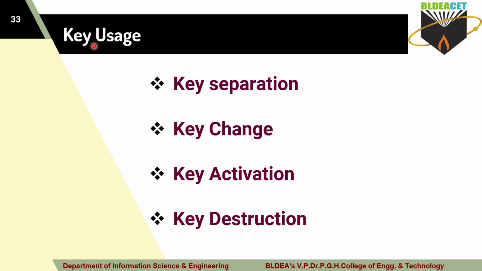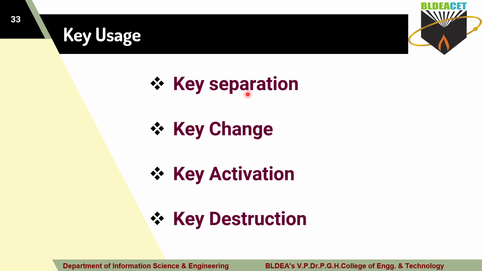Next is usage of the key. Everyone has some intention to use that particular key. For which purpose you are using that key, that usage is also very important here. Under this key usage, you will get key suppression, key change, key activation and key destruction. These are the different purposes for which you are going to use the key.